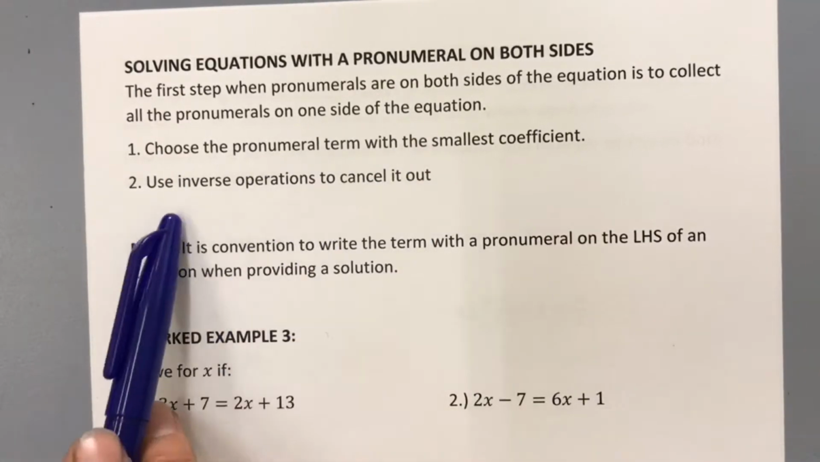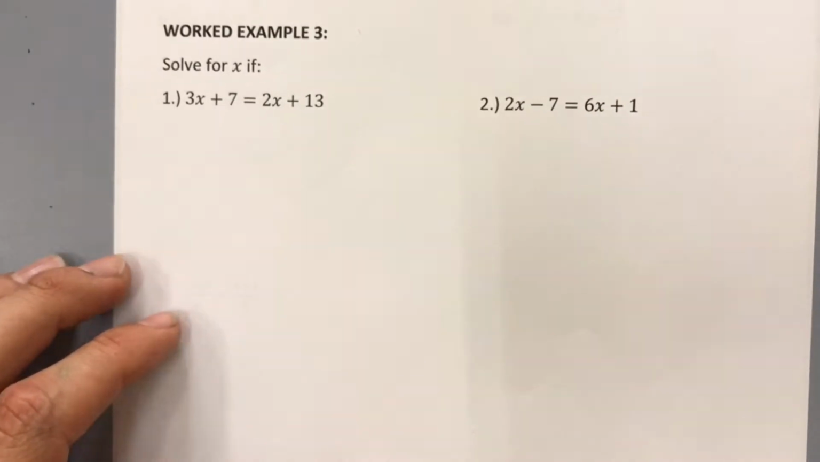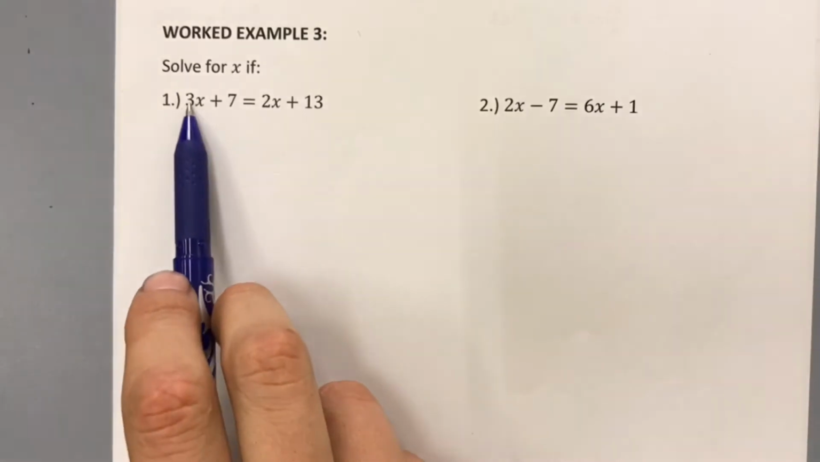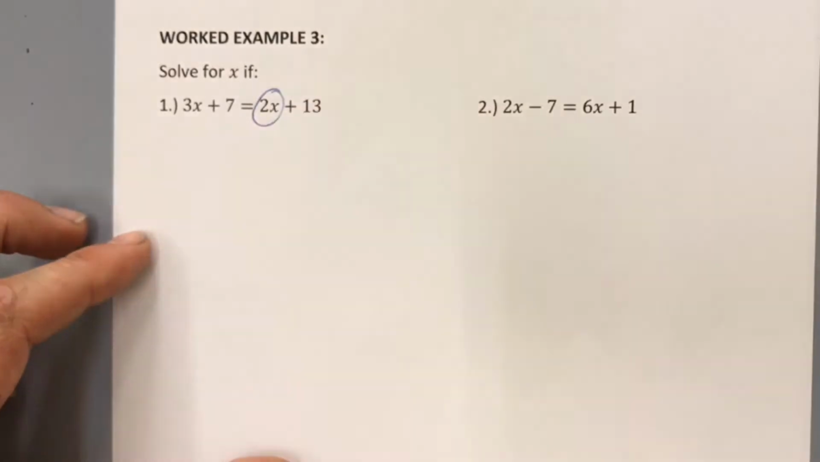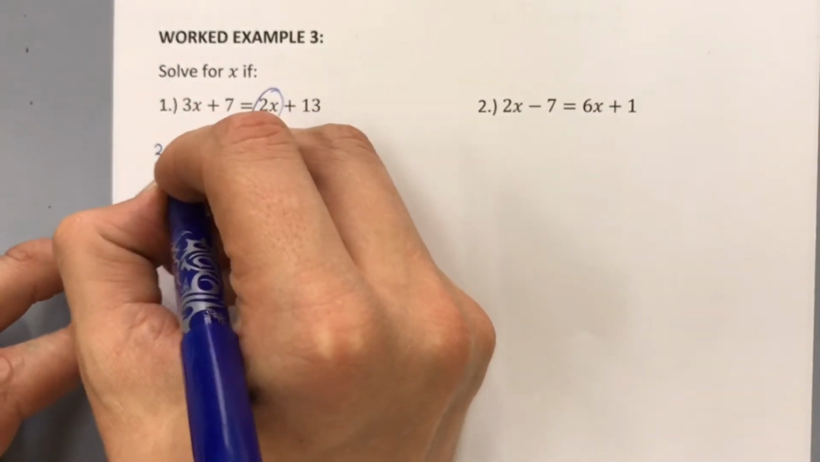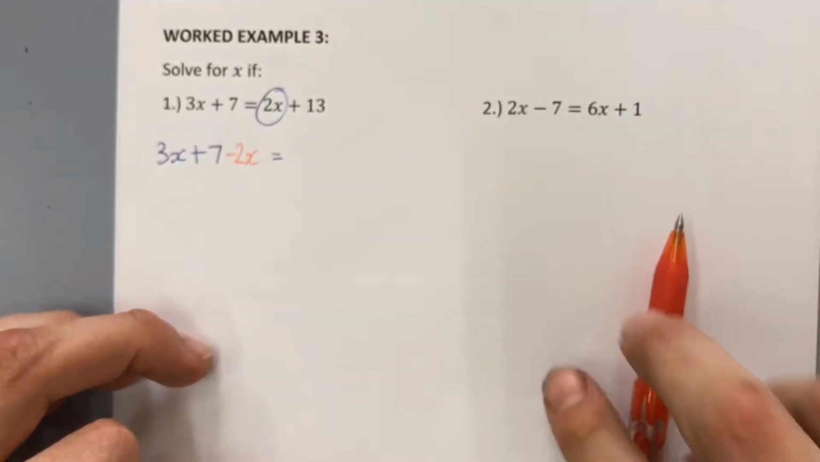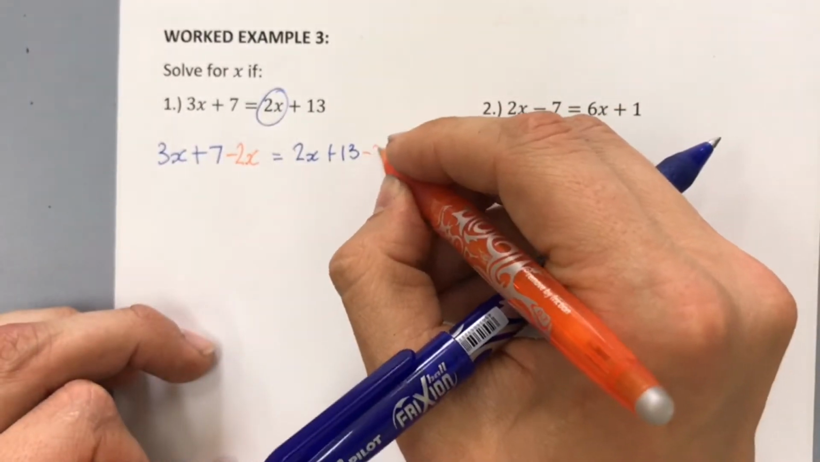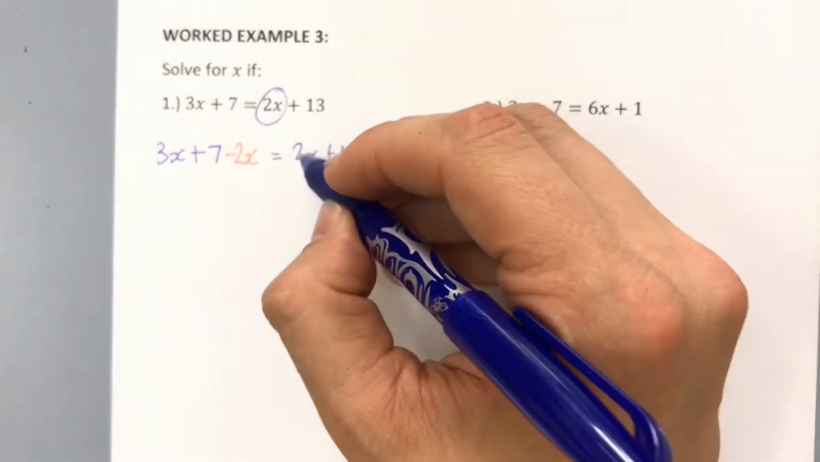So after we choose which term we're going to do, we're going to use an inverse operation to cancel it out. So looking at the first one we've got here, 3x plus 7 and 2x plus 13. Which one's going to be our smaller term? 2x. The 2x, okay? So if we're looking at 3x plus 7 and 2x plus 13, we're going to take away this 2x from both sides of our equation. So we've got 3x plus 7, and you can take away 2x from this side, and we're going to have 2x plus 13, and we're going to take away 2x from this side as well. Okay. So then it's x plus 7 equals 13.